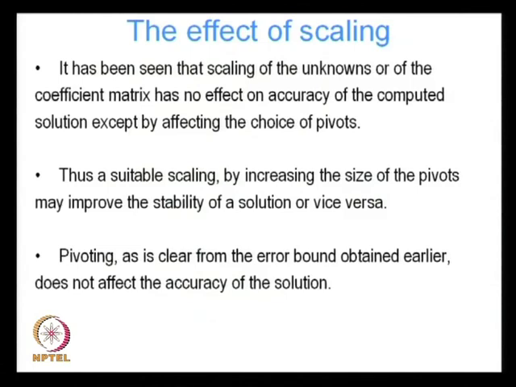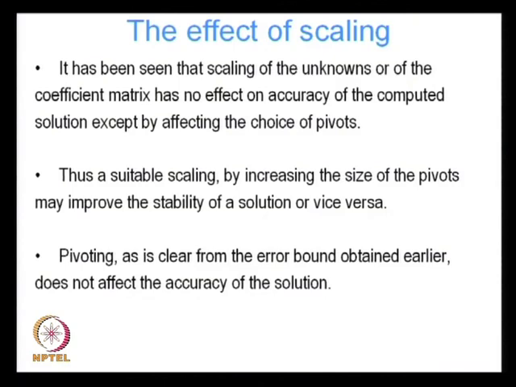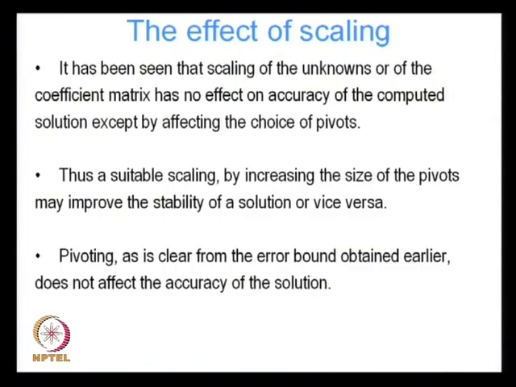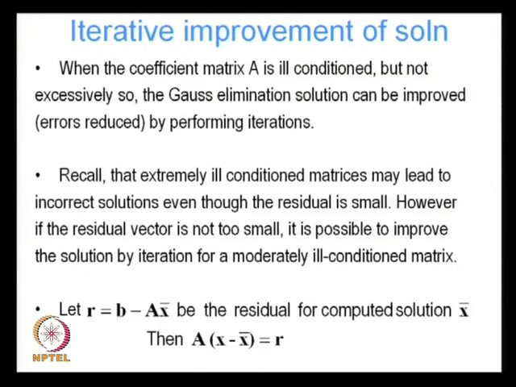Some people have often tried to improve the results of Gaussian elimination. They often try scaling. Basically, they either scale the coefficient matrix or they scale the right hand side, and they sometimes think that because they are doing scaling, they are somehow going to get better solutions, with smaller errors. But it has been seen that scaling the unknowns or the coefficient matrix has no effect on the accuracy of the computed solution except by affecting the choice of the pivots. So it can improve the stability of the solution, because the size of the pivots is going to determine the stability. If the pivots are large, we are going to get a more stable solution. If the pivots are small, the solution is going to be less stable, but scaling is not going to affect the accuracy of the solution.